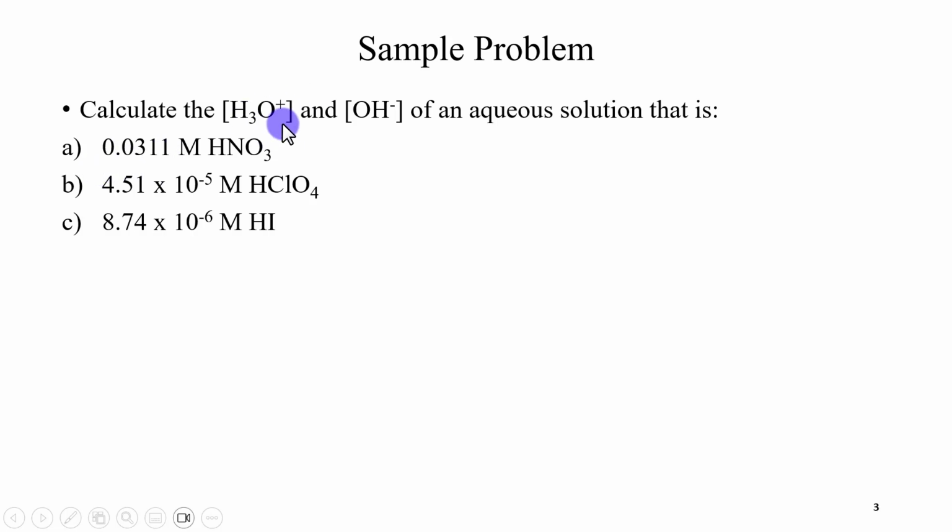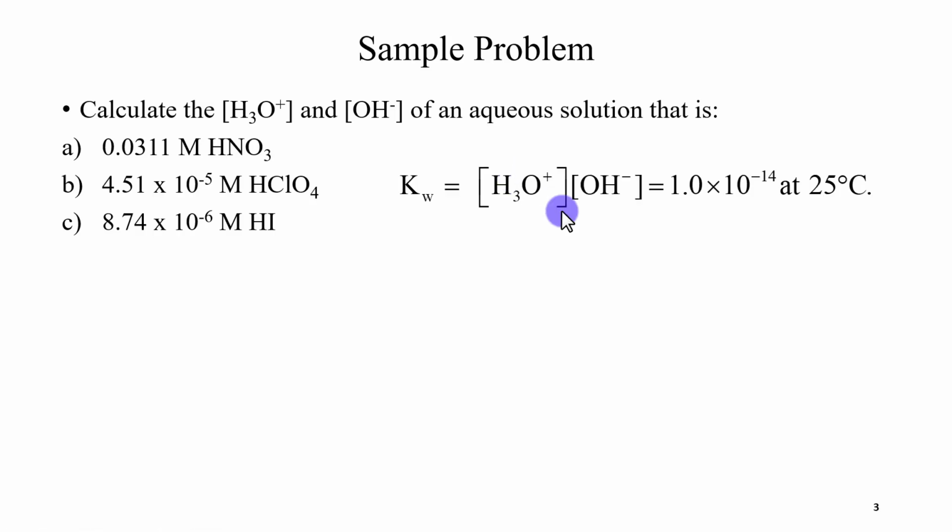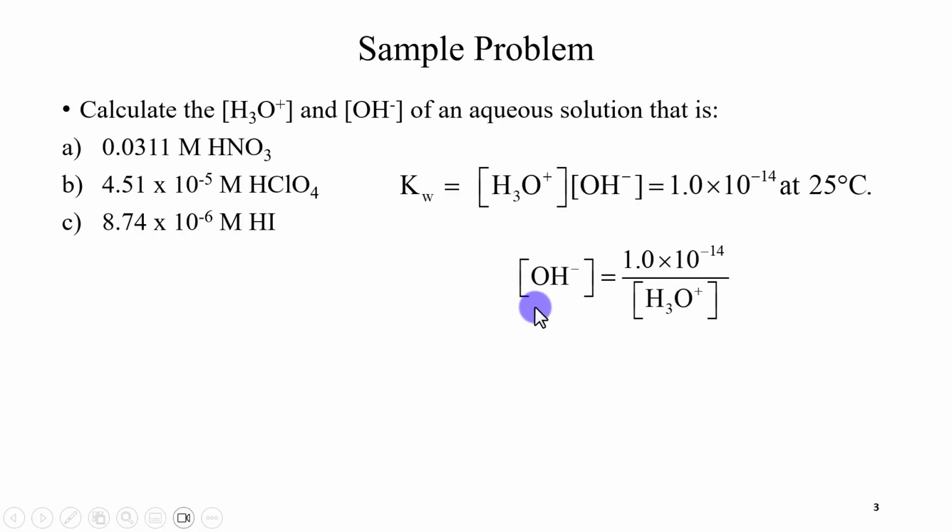Once I know the H3O+ concentration, I can calculate the OH- because I know that the product of these two concentrations is 1 times 10 to the minus 14. And here it is. So I know the product of these is 1 times 10 to the minus 14 at 25 degrees Celsius. So I can rearrange then for the OH- concentration to 1 times 10 to the minus 14 divided by the H3O+. So for H+, they're going to be equal to the concentration of the acid. For the OH-, you have to solve by dividing 1 times 10 to the minus 14 by the acid.